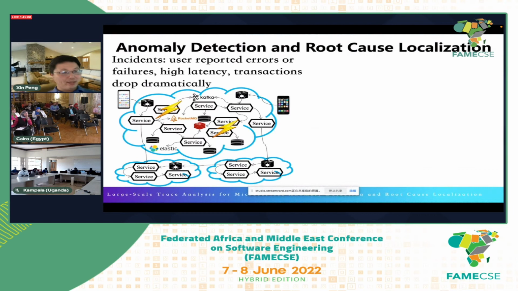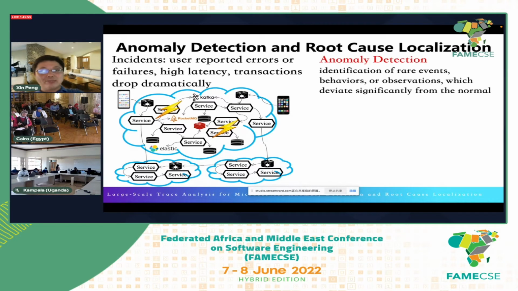Based on those observability data, we can detect anomalies in the microservice system, and also localize the root cause of the detected faults. Usually for large-scale cloud service systems, there are different kinds of incidents. For example, user-reported errors or failures. Maybe there is also high latency, or on the business side we notice that transactions drop dramatically in a short time. So we call them incidents. To reduce the loss caused by these incidents, we want to detect anomalies. An anomaly means some kind of rare event, behavior, or observation which deviates significantly from the normal.